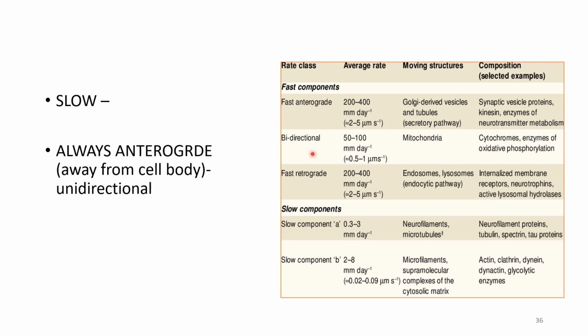And coming to bidirectional transport, which occurs at 50 to 100 mm per day, mitochondria can be transported bidirectionally. And it has cytochromes and enzymes of oxidative phosphorylation.